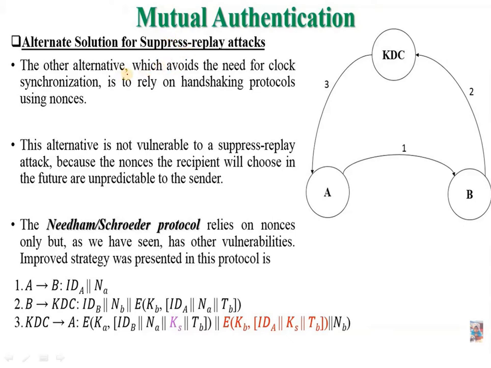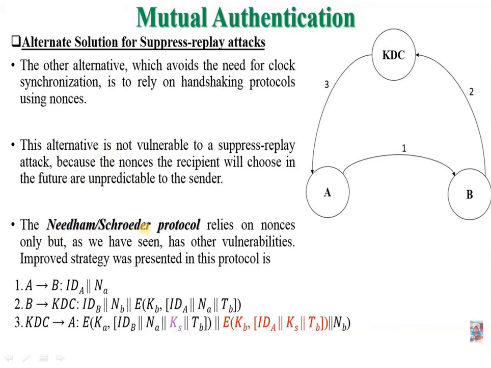The other alternative, which avoids the need for clock synchronization, is to rely on handshaking protocols using nonces. So we'll go with the handshaking protocol to avoid this kind of surplus reply attack. So what is this handshaking protocol? You can see here, this alternative is not vulnerable to the surplus reply attack, because the nonces the recipient will choose in the future are unpredictable to the sender. The nonces chosen by the recipient are unpredictable to the sender, because nonces are randomly generated numbers, so we can't predict them.